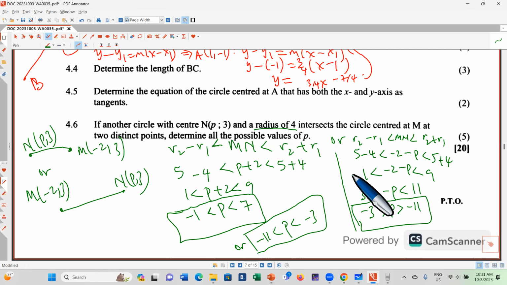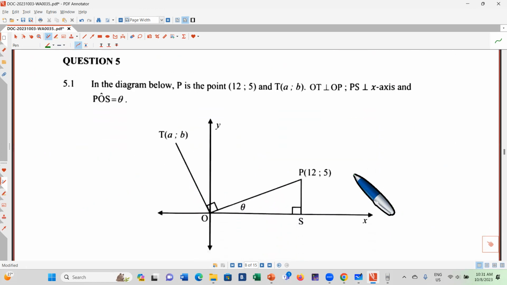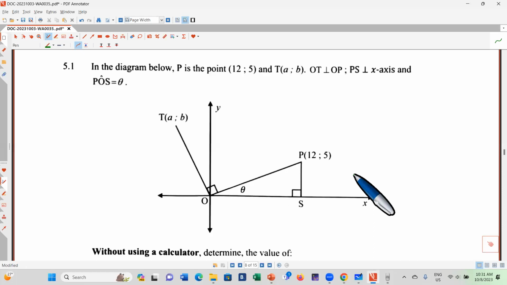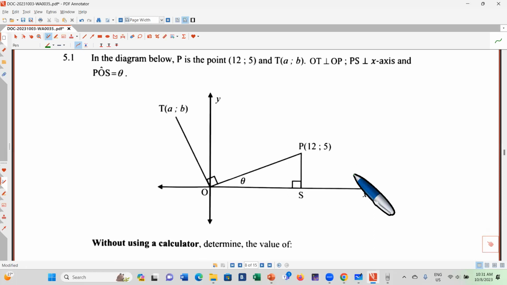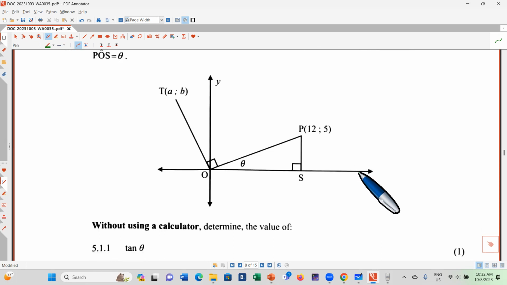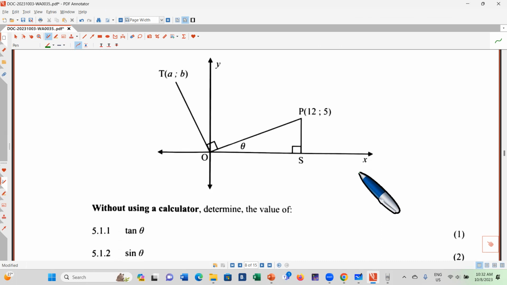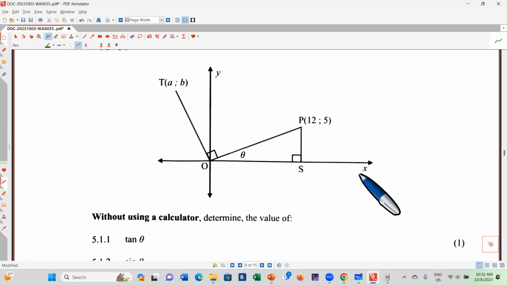Okay, we continue. Next question. The next question is this one. You have been given this diagram like this, and they're saying calculate the value of tan theta.